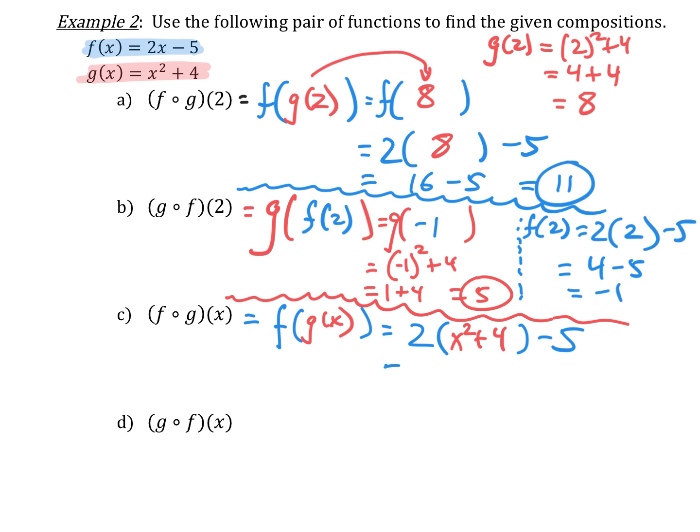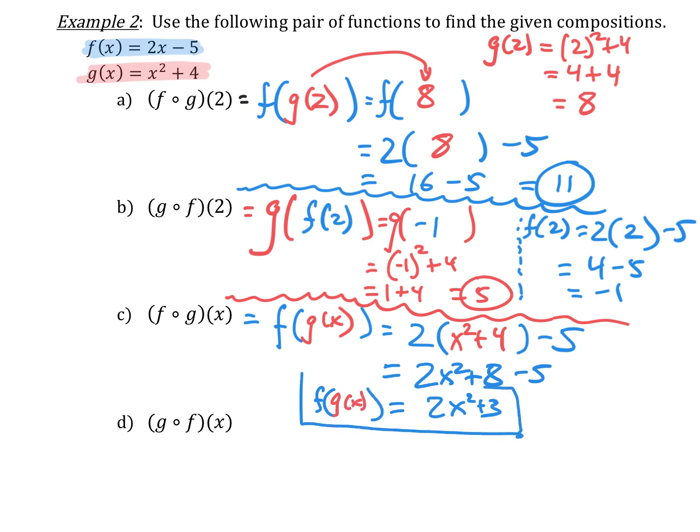And now we can work that out. We can distribute 2 times x squared, 2 times 4, and clean it up. 8 minus 5 is 3. So we found that f of g of x is 2x squared plus 3. All right, so now if we were to plug 2 into here, by the way, you could test it out. 2 squared is 4, times 2 is 8, plus 3 is 11. All right, so this is now a formula that you could use for this.